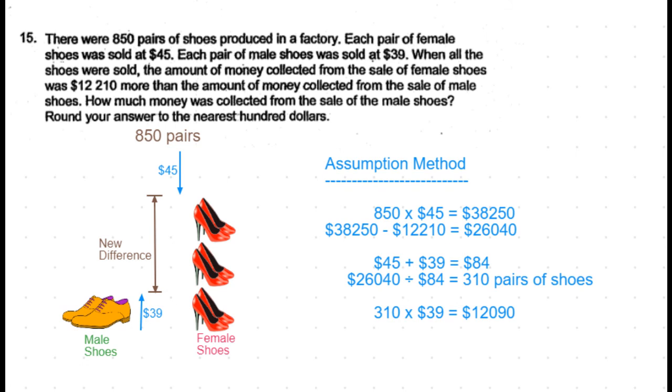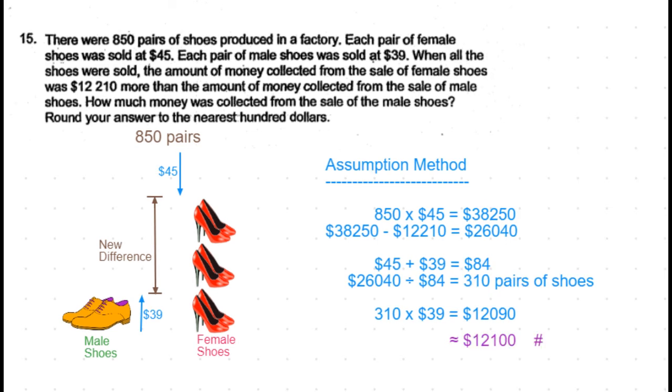So once we get the number of male shoes, we know that each pair of male shoes was sold for $39. So the cost of those is $12,090. The answer is asked to be rounded off to the nearest $100. So that's $12,100. That's the answer for this question.